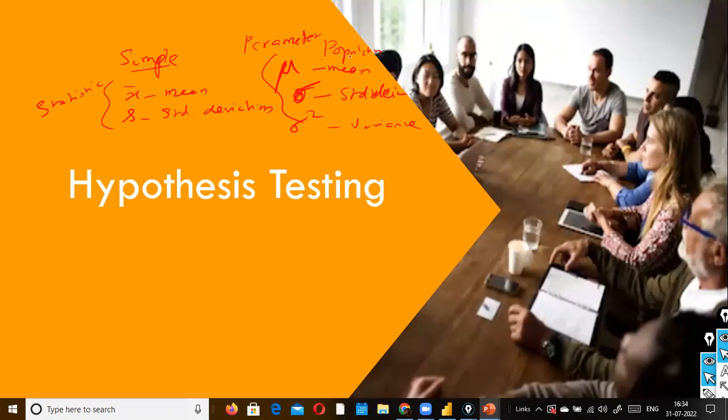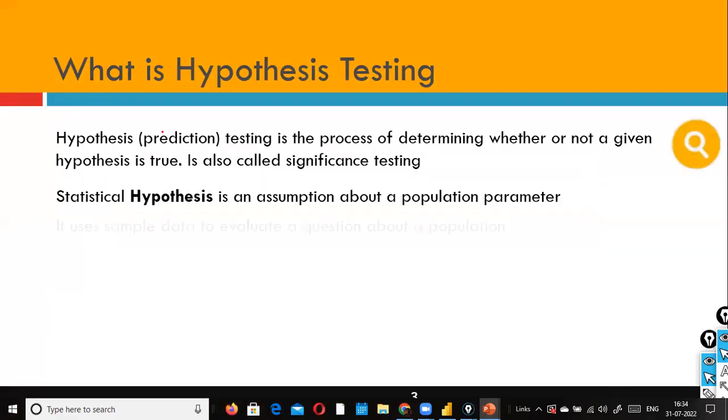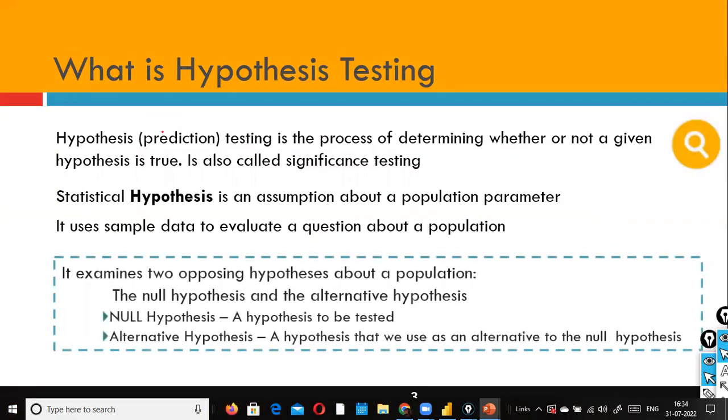So basically we are hypothesizing an assumption about a population parameter. In hypothesis testing, in general, we use sample data to evaluate a question about a population. It examines two hypotheses about a population: you have something called the null hypothesis and the alternative hypothesis.